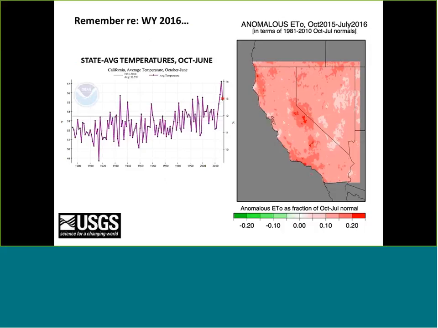ETo, the evaporative demand business, again, there's our temperatures. Put a little asterisk on this year. Over here, I'm mapping out the anomalous evaporative demand. That's what ETo stands for. For the October 2015 period through July, in this case, of 2016, as a fraction of normal October through July demands, okay? And basically, it's all red.